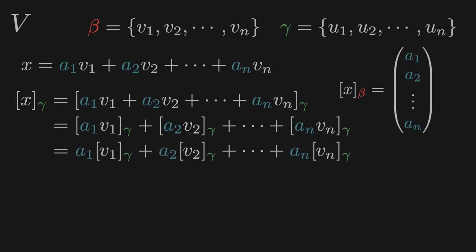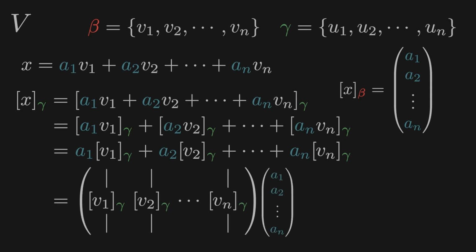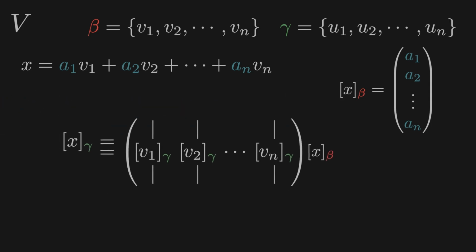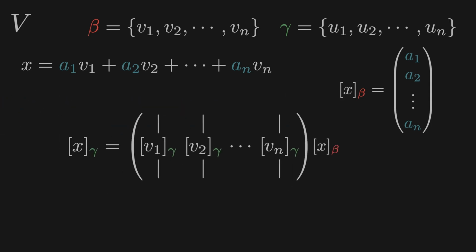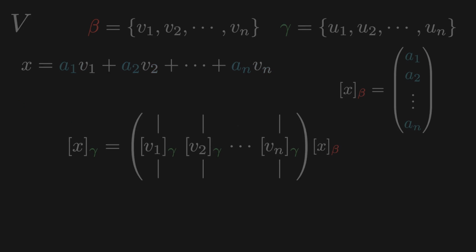We can write the following as a matrix vector product. So the matrix will have columns which are the coordinate vectors for the basis vectors from beta in gamma coordinates. The vector a1 up to an is the coordinate vector for x with respect to beta. This is exactly what we were looking for. We can take the coordinate vector with respect to beta, multiply by a matrix, and get the coordinate vector with respect to gamma. Let Q represent this matrix.